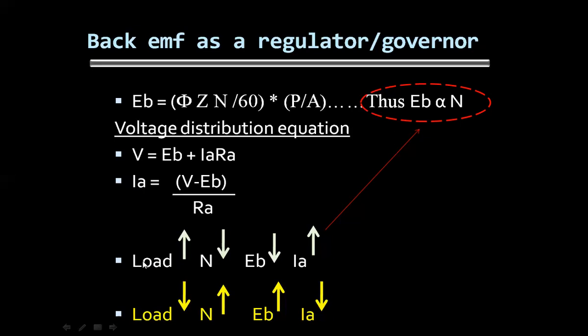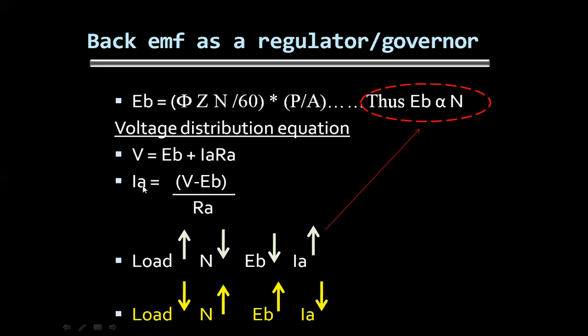The moment mechanical load on motor increases, it is obvious that the speed droops down a bit. When the speed falls, the back EMF will also decrease because EB is proportional to N. So load increases, speed decreases, back EMF will decrease. Now see this equation, IA equal to (V minus EB) by RA. In this equation, supply voltage V is constant. Armature resistance RA, once you design the machine, it is constant. So V and RA are constant. The parameter which is changing with load is EB. And now EB has decreased.